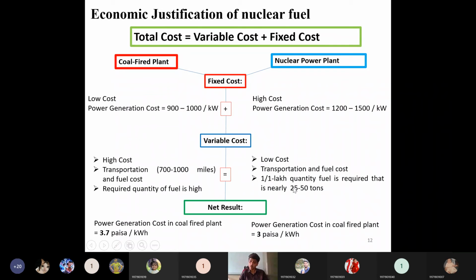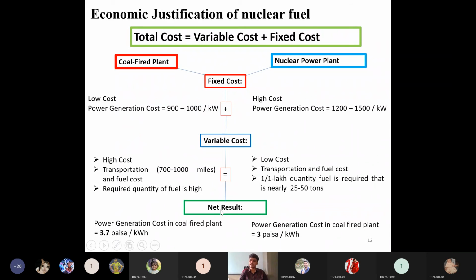So 1 by 1 lakh quantity, a very minute quantity compared to the normal coal fired plants, is required. That is nearly 25 to 50 tons. For the coal, 1 lakh tons is required, but to generate the same electricity we require only 25 to 50 tons of nuclear fuel. So because of this, the operating cost will be very high in the coal power plants, but very low in the nuclear power plants.